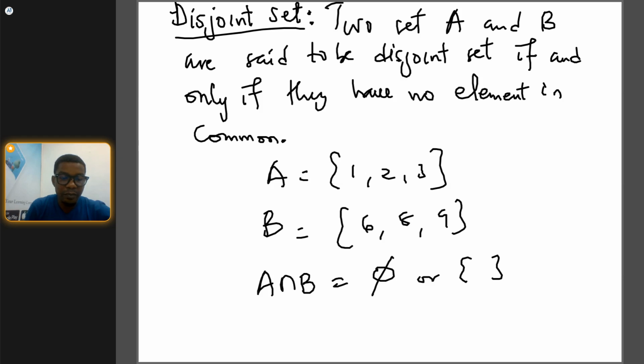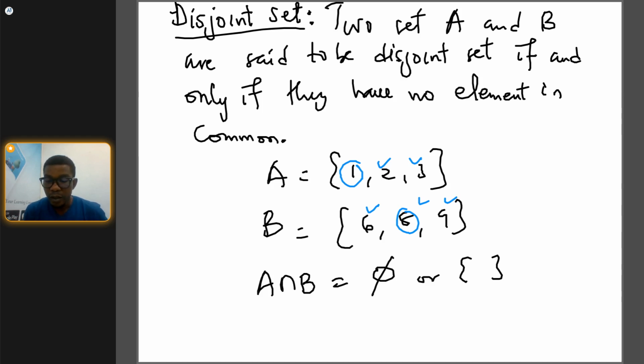What I call elements are the members. We said it earlier in our previous class. The members in each set are called elements. If you check the two sets, you will see that there is no element found in both sets. So in that case, we say that sets A and B are disjoint. They are not joint, that's why we have the word disjoint. They have no element in common, and mostly a disjoint set gives an empty set because we have no common elements in it.